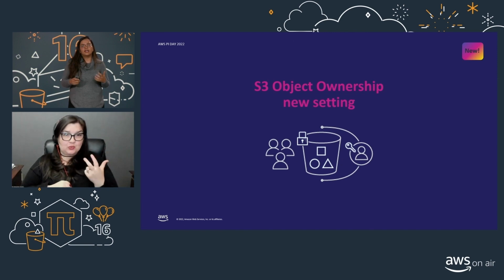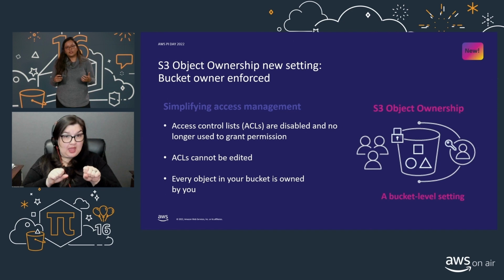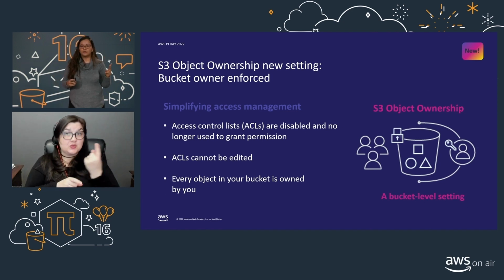And we wanted to help customers in that use case and have added the capability to S3 Object Ownership, a bucket setting that you can apply. And this new feature that we launched last year is the right answer for nearly all our customers today. It does two things. First, it makes sure that ACLs are disabled.